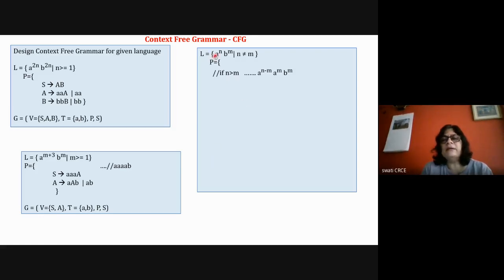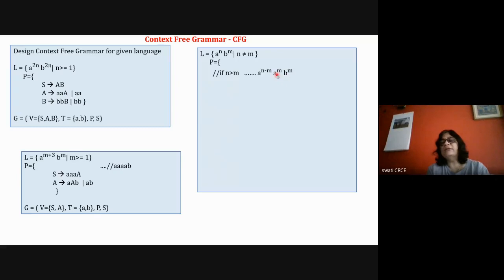So if I am saying n is greater than m, then I can rewrite this a raised to n, b raised to n. How to rewrite this? If n is greater than m, then I can rewrite my a as a raised to n minus m and a raised to m. So it is equal to a raised to n. Because my n is greater than m, I will take out a raised to m here to make a group of this right side string, because I have to convert everything in the form of a raised to m, b raised to m, or a raised to n.